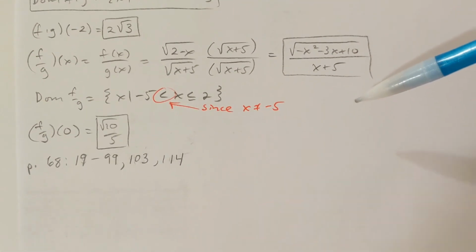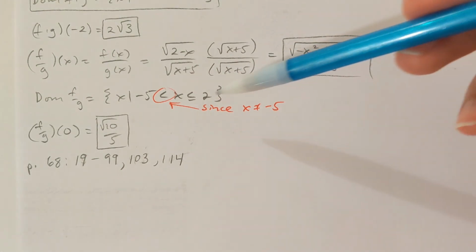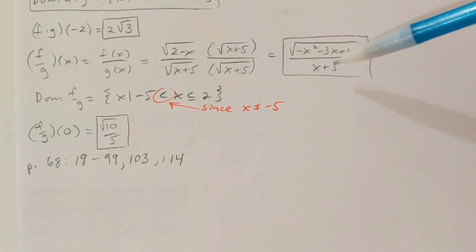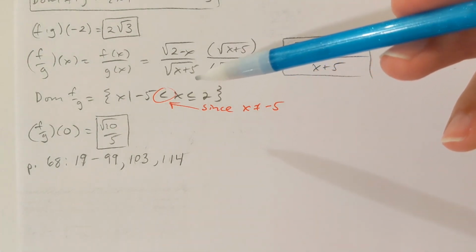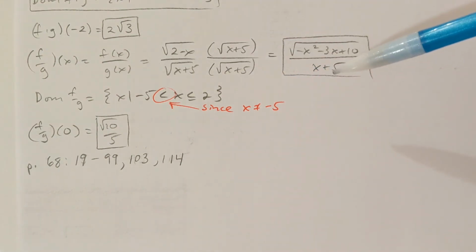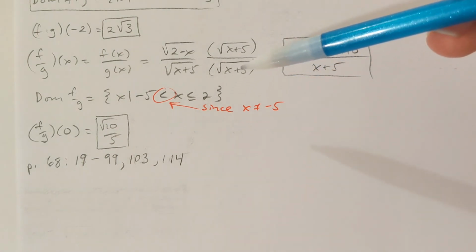So as far as the domain of f divided by g goes, it's going to be the same as before, but x can't be negative 5. Okay, so I want to make sure that I lose negative 5 in there. And that's going to be the only thing that I do different.